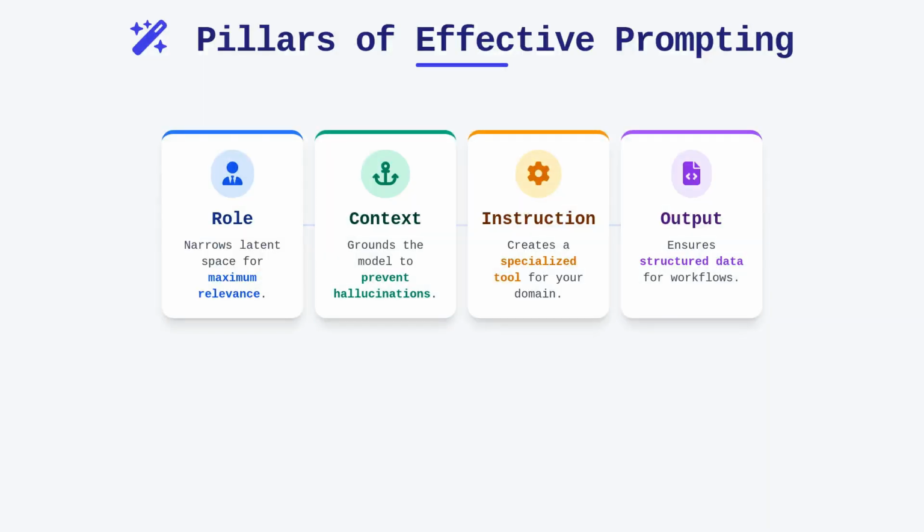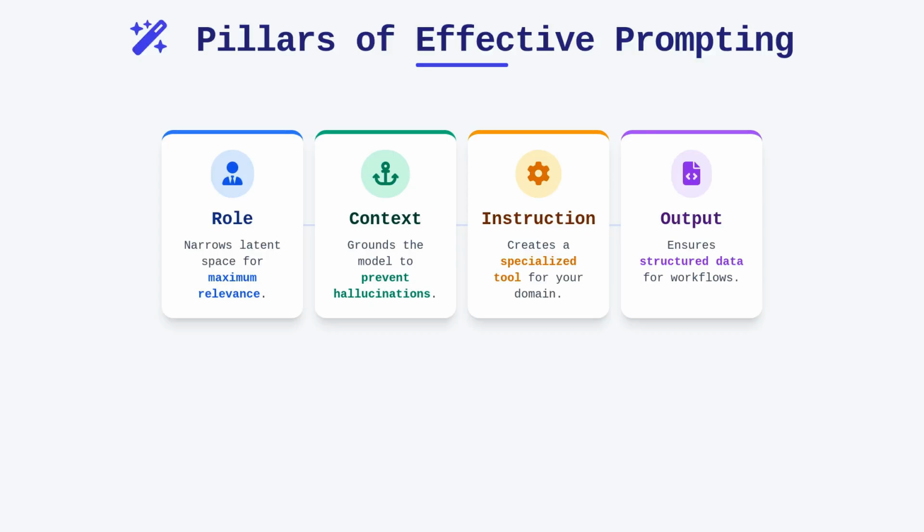Reflecting on our journey, we have explored the essential pillars of effective prompting: role, context, instruction, and output. When you assign a clear persona to the model, you narrow the latent space of potential responses, significantly increasing the relevance of the output. Contextual grounding acts as the anchor, providing the necessary boundaries and background information that prevent the model from drifting into hallucinated or generic territory.